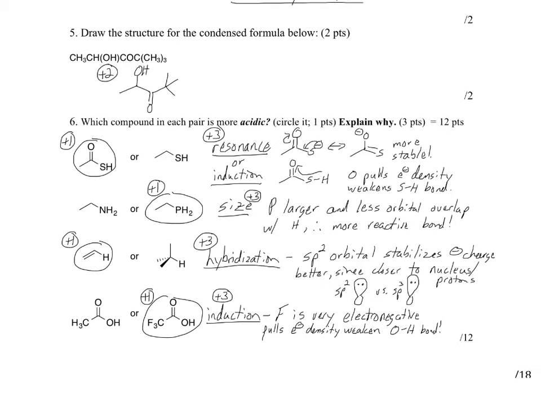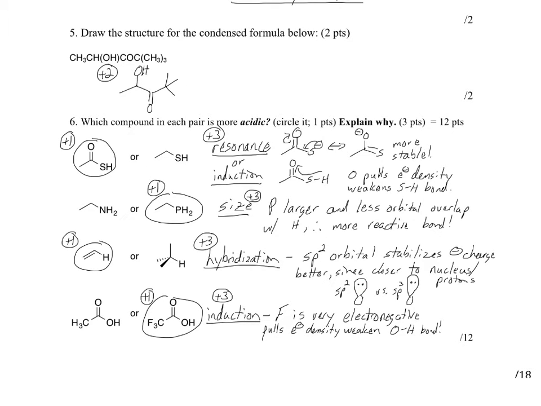So that's the key. Here we're comparing this CH bond to this CH bond, sp2 to sp3. Key here is hybridization. An sp2 orbital is closer to the nucleus, so it will stabilize a lone pair better because it's closer to the nucleus and opposites attract.